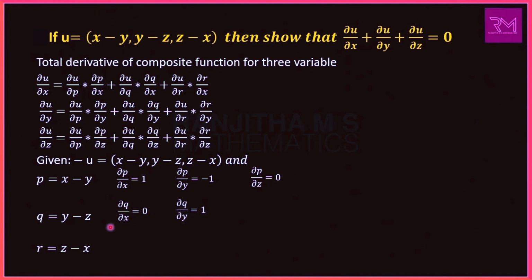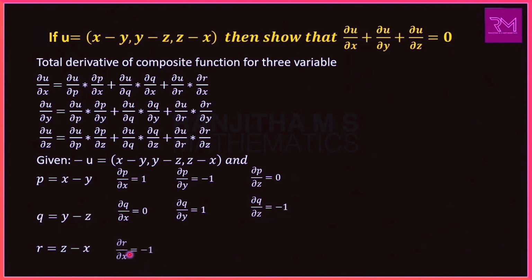Del q by del y value, here differentiation of y is 1, minus differentiation of constant is 0, hence we get del q by del y value as 1. Similarly, del q by del z value, here y is constant, differentiation of constant is 0, minus differentiation of z is 1. Hence we get del q by del z value as minus 1.